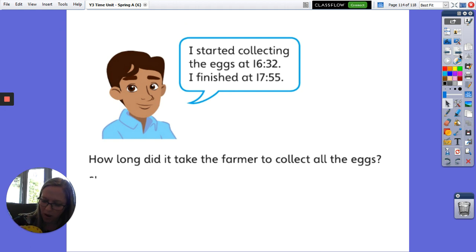So if I count on 1 hour from 4:32 until 5:32 there, that's 1 hour. And now I need to count on to 55. So like we did yesterday, I'm going to count 1, 2, 3, 3 minutes to get me to 35 minutes, and then 5, 10, 15, 20. So that was a total of 23 minutes, plus the hour that we had from 4:30 until 5:30. Does that make sense? Are you still with me?